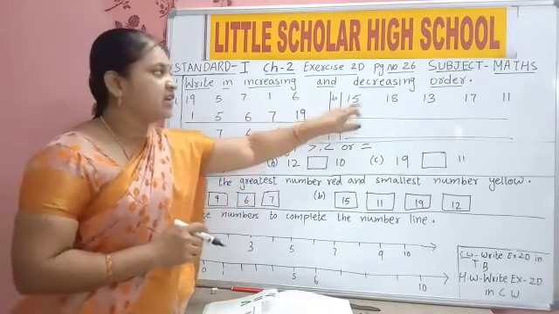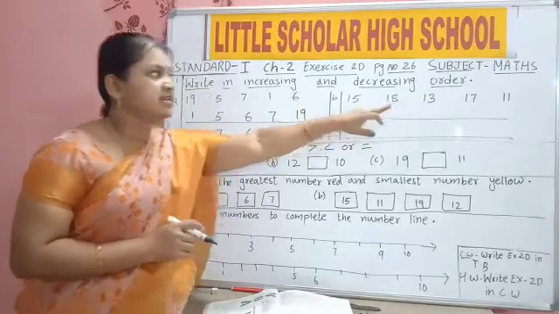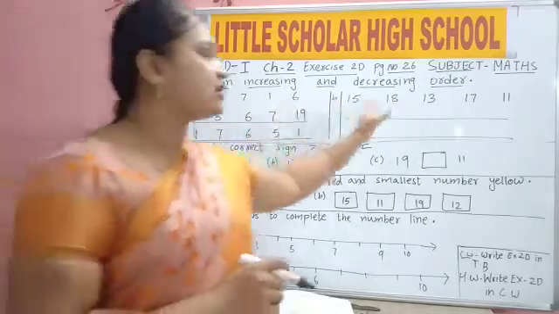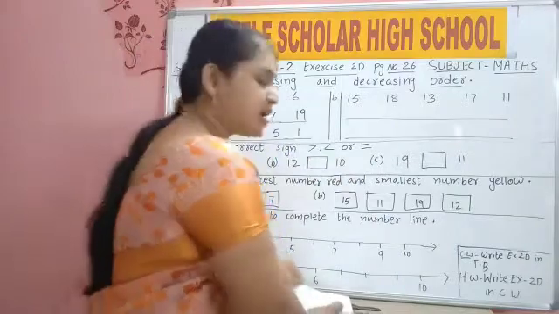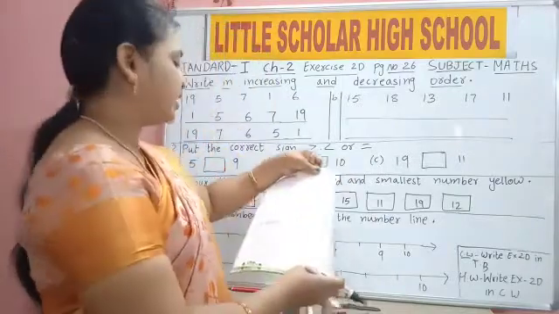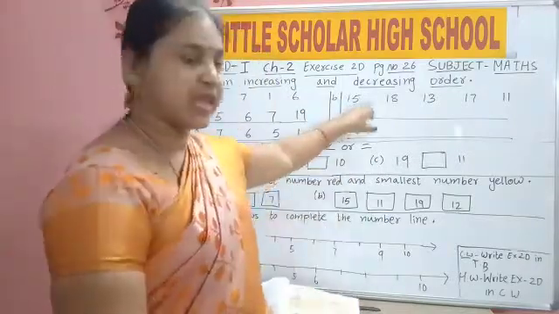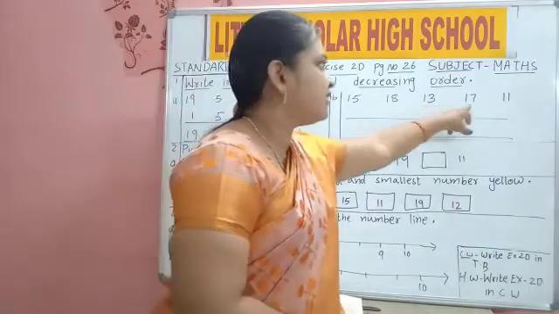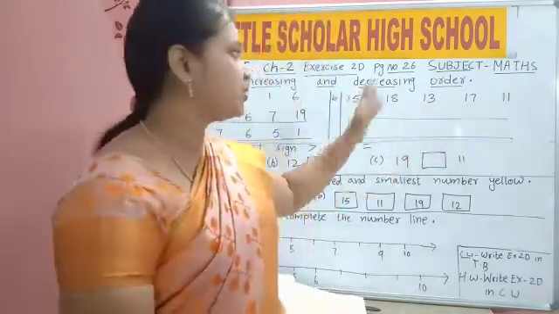Next: 15, 18, 13, 17, 11. Here all are 2-digit numbers only.